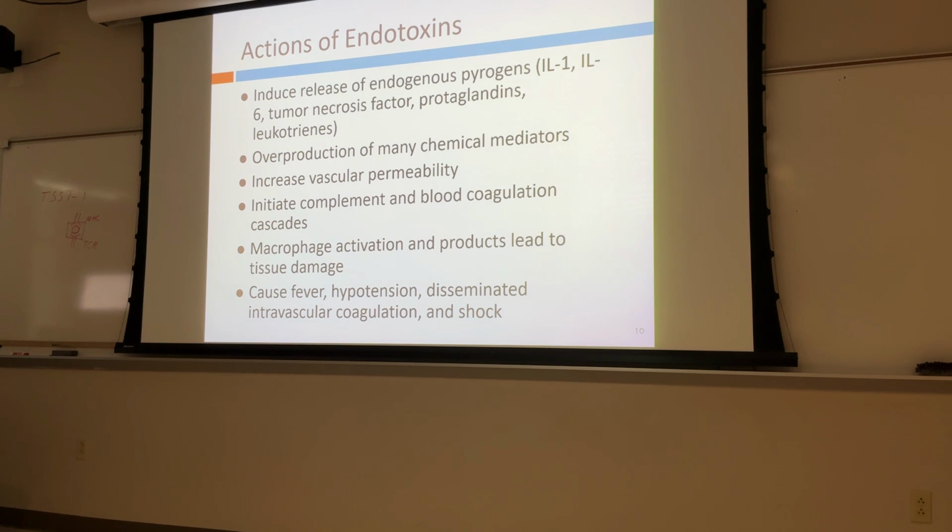Overproduction of many chemical mediators, in addition to those ones there. This is where it starts to get a little kind of tricky. Increased vascular permeability. So what would you do if somebody came in and they had increased vascular permeability? What are you worried about with that? You're worried about them bleeding out, right? So you would give them something that's going to clot.